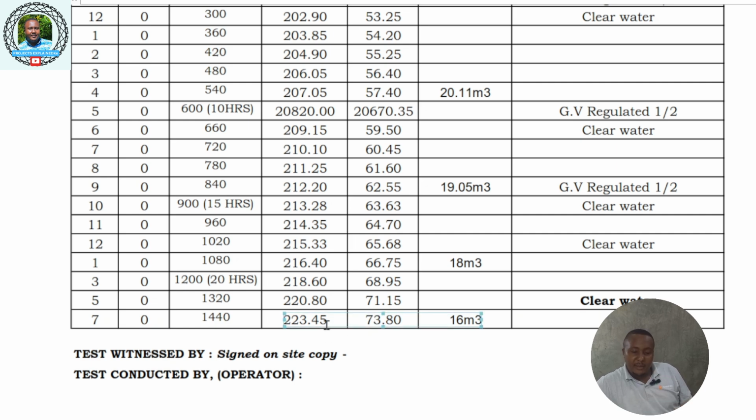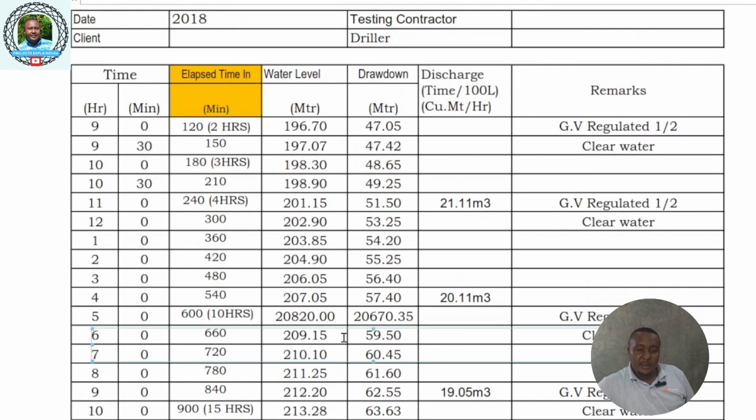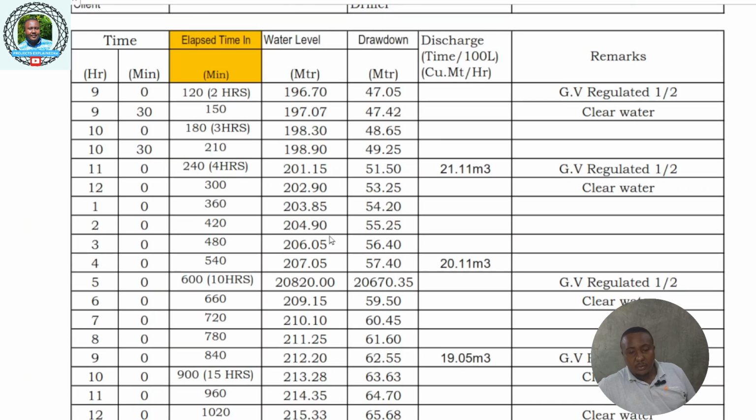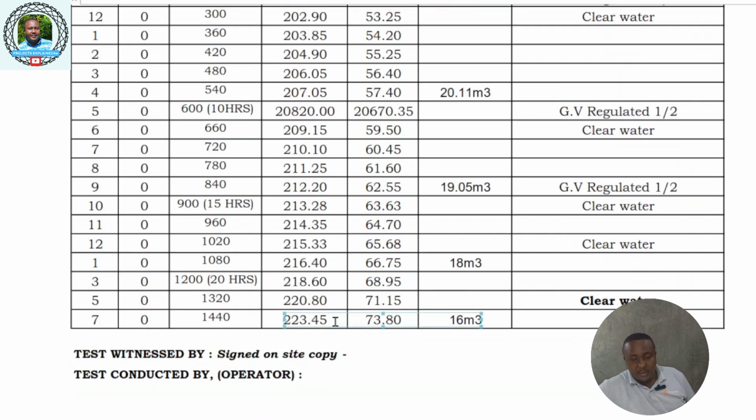So you can minus 223 minus 149.65, and you should get 73.8 meters, which is the total drawdown of that borehole. Then the test was witnessed by who? The contractor will sign there. So at that point, you have the test pumping.